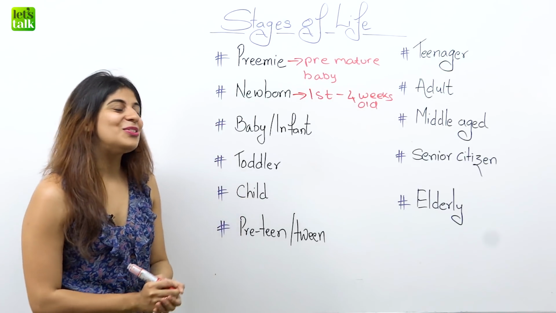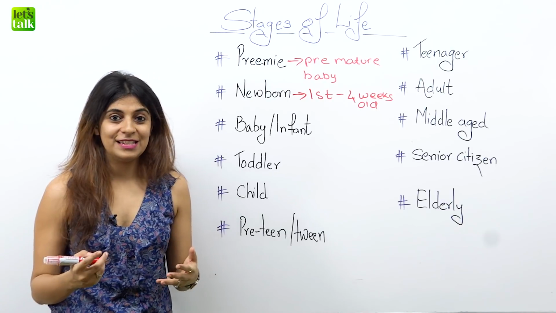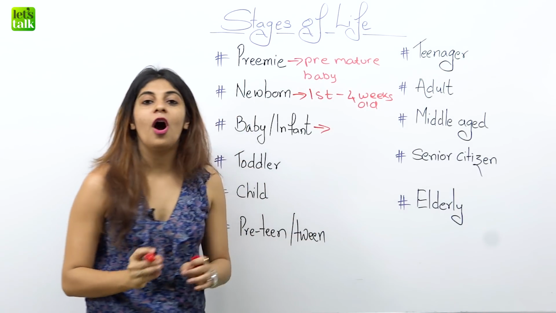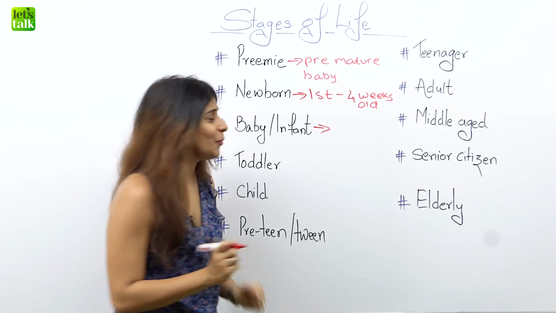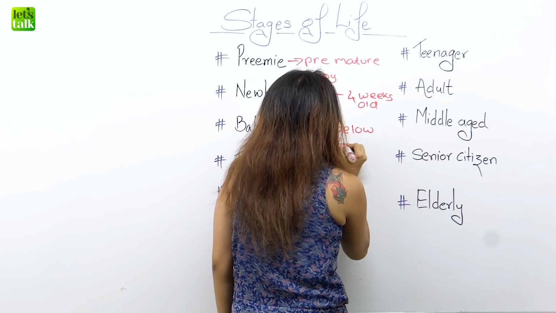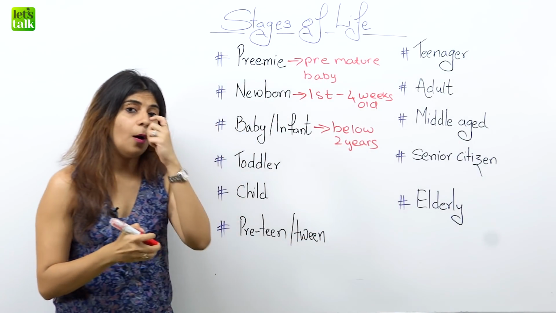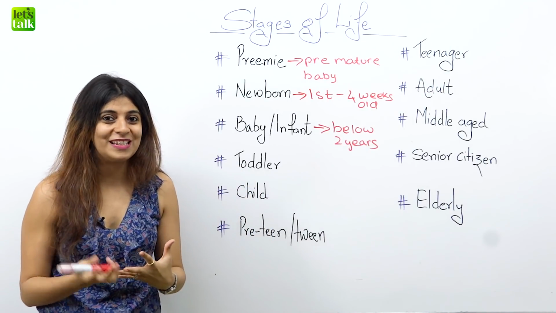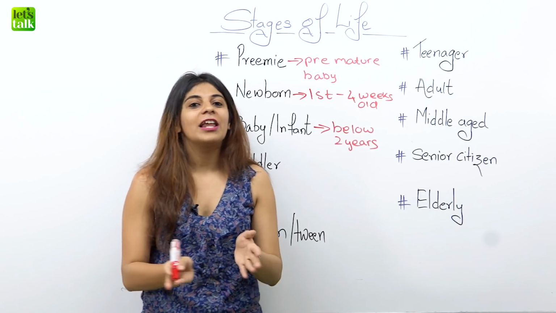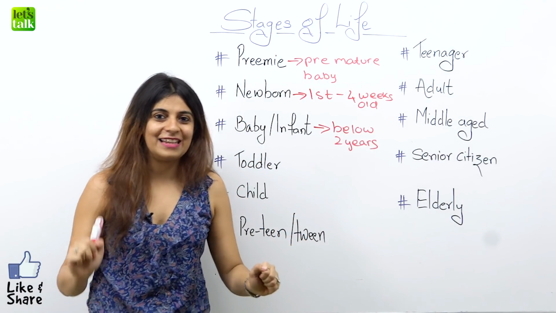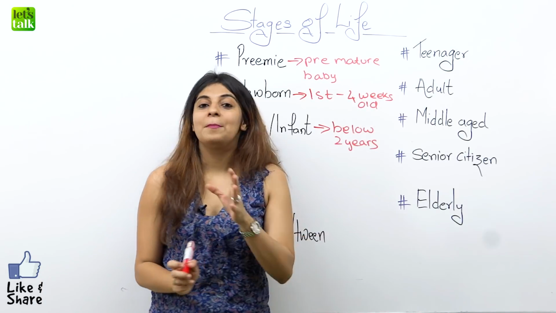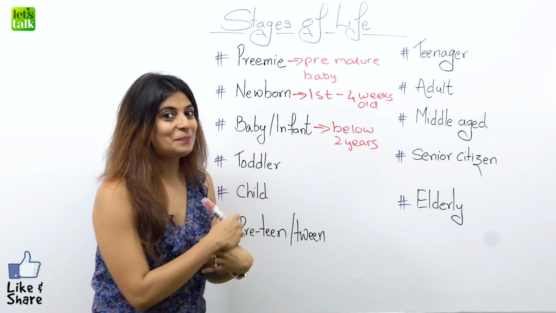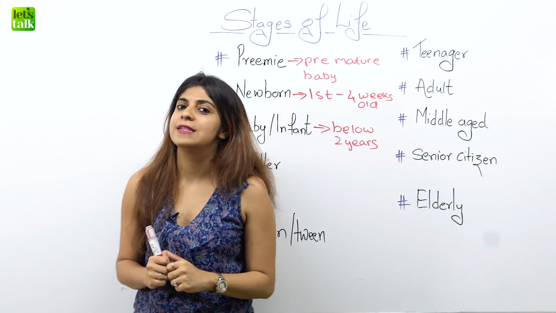Okay, moving on to the next one, which is baby or infant. Now you can either use the word baby or you can use infant for children who are below 2 years of age. Aren't they so cute? So the babies who can't really walk or talk, well, yes, they make different sounds which sound so cute, but they can't really talk clearly and they're not able to walk properly. Like they need to hold someone's hand and then try to walk. So the children who are below 2 years of age belong to this age group, which is baby or infant.